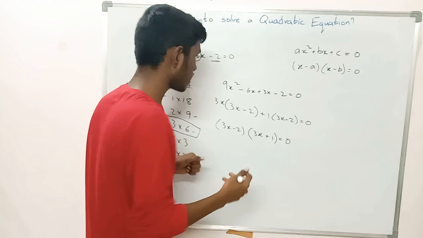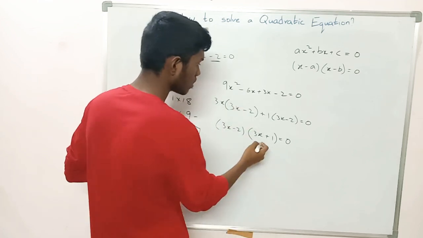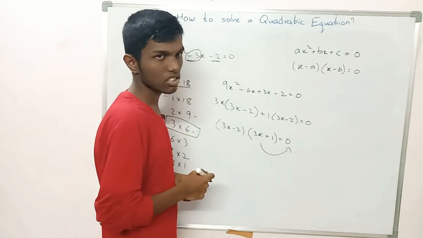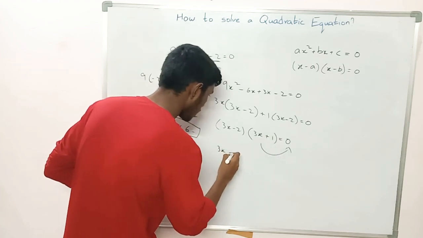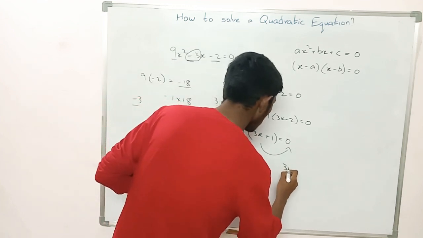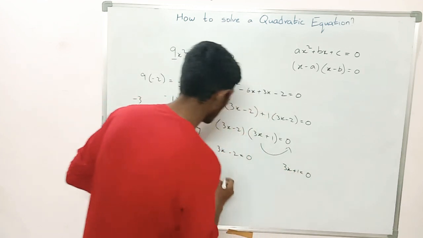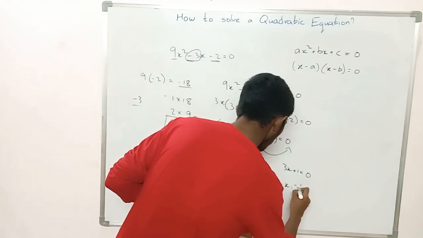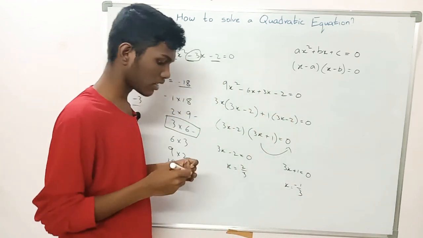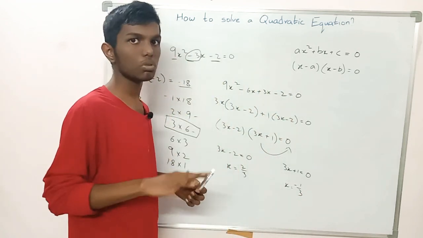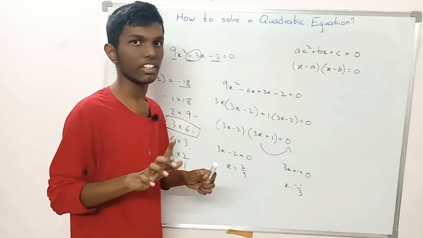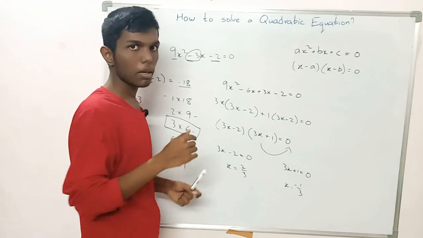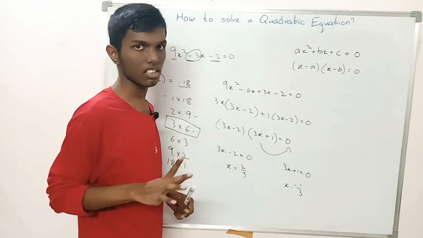Clarified? And then the last step is to take any one term to the RHS so that one becomes 0 or the other becomes 0, and x becomes 2 by 3 or x becomes minus 1 by 3. And this is the factorization method which you need to do if at all there is no identity. And the process seems to be big, but after practice it seems easier.